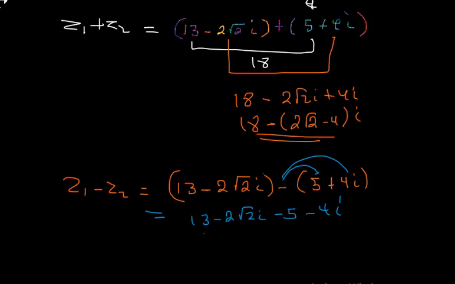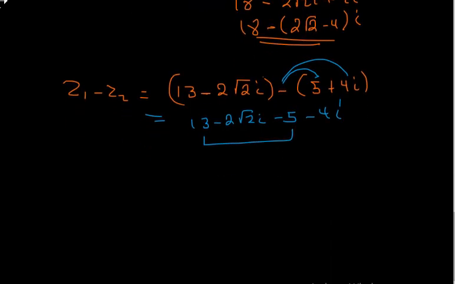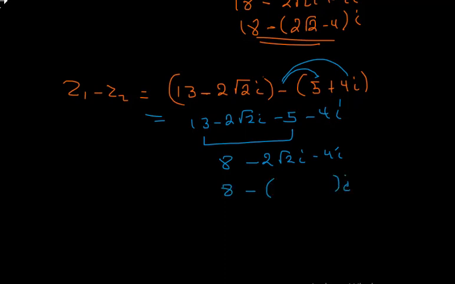So now just work on the real parts. 13 minus 5 is 8. Again, you have negative 2 root 2 i minus 4i. Let's take i in common. So you have here negative (2 root 2 plus 4) i. This will be the answer for the difference.